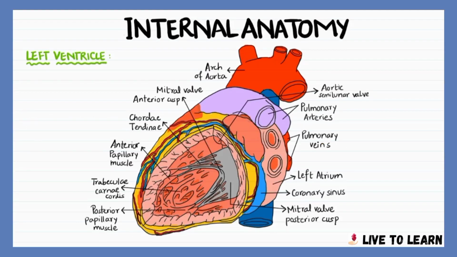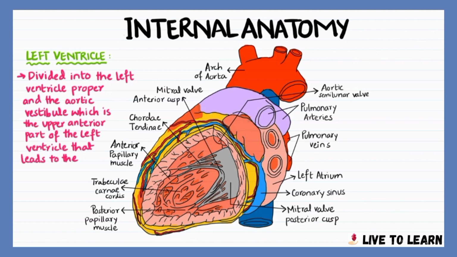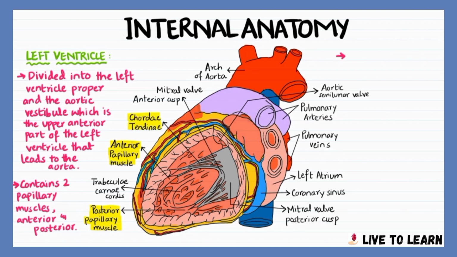The left ventricle is divided into the left ventricle proper and the aortic vestibule, which is the upper anterior part of the left ventricle that leads to the aorta. The left ventricle contains 2 papillary muscles, anterior and posterior, with their chordae tendineae and a meshwork of muscular ridges called the trabeculae carneae cordis.